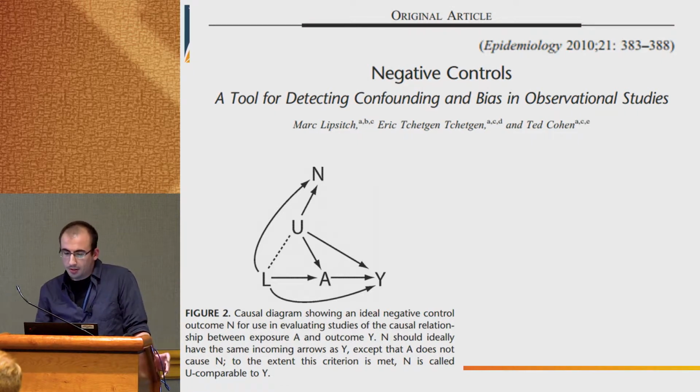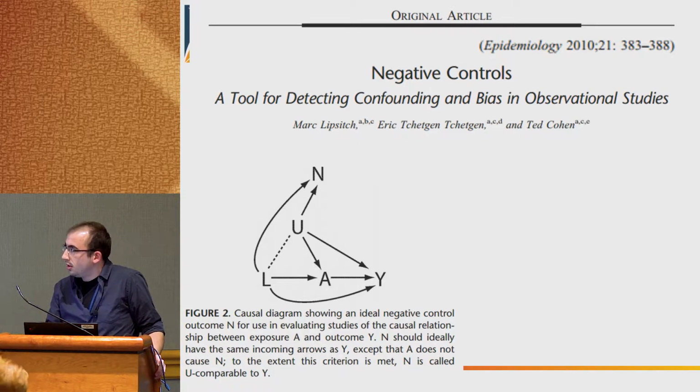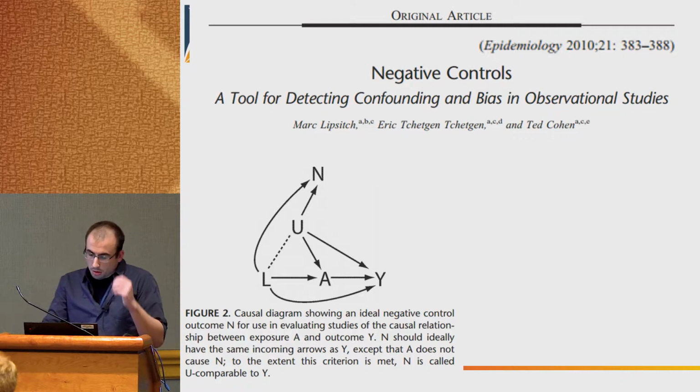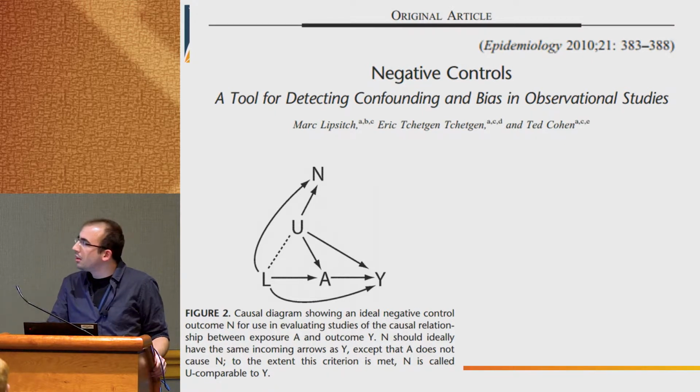So the perfect negative control outcome for this case would be an outcome that we know is not causally associated with treatment A, and the confounding structure that confounds A and Y is the same as the structure that confounds A with N. Because we know there is no causal effect of A on N, which is a very concrete statement to make, if we find an association between A and N, then we are sure that this is due to confounding and not due to a true effect.